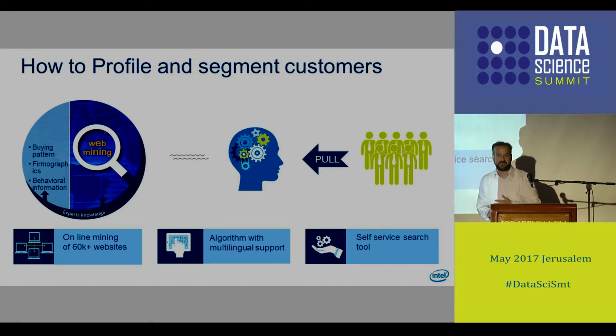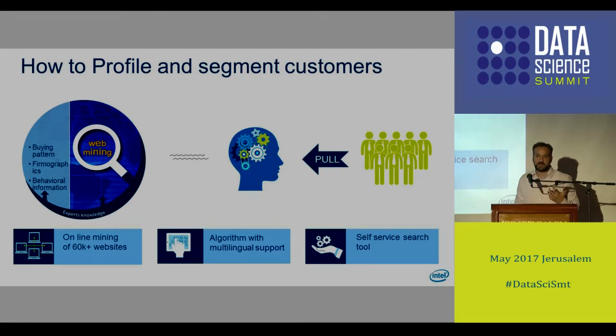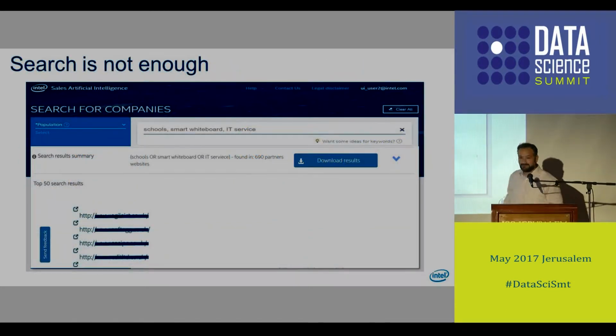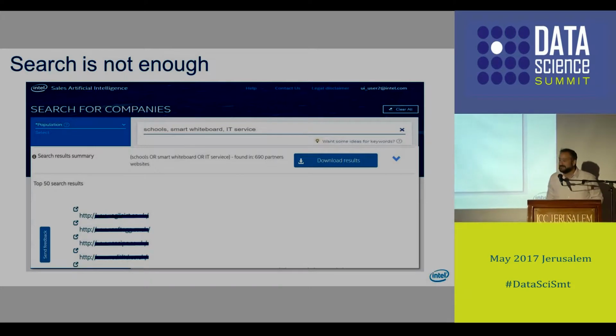So in order to gather more information on our customers, we see how our own customers present themselves to their customers. And to do that, we went and crawled their websites. We typically crawled about 60,000 websites of our customers and extracted all the textual information and supplied it as a self-service search tool that our sales team could go and pull from. So that could be it, search, and that's it.